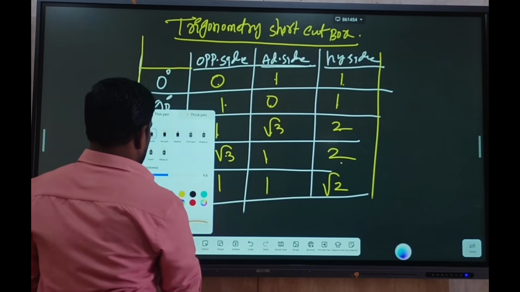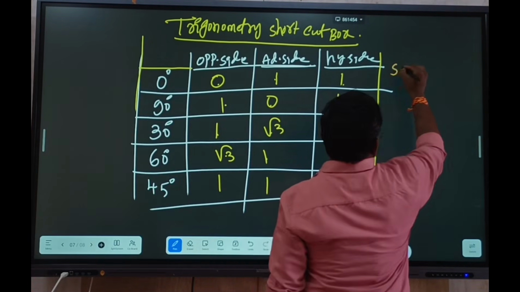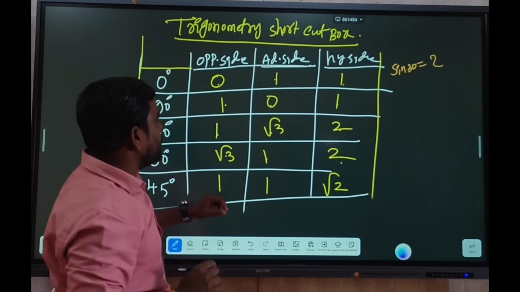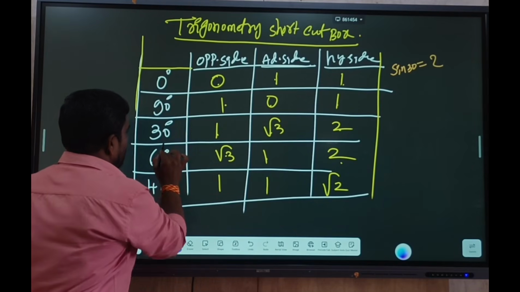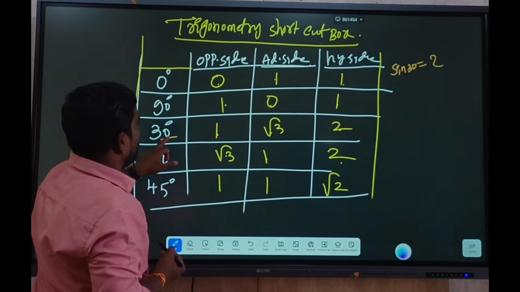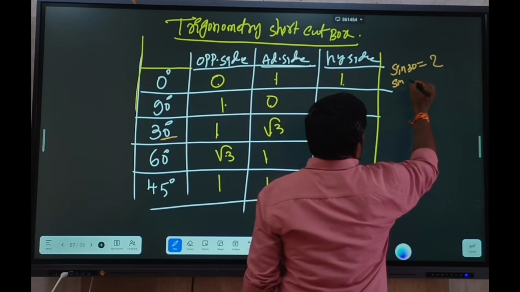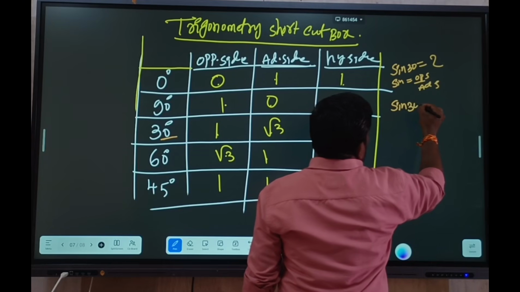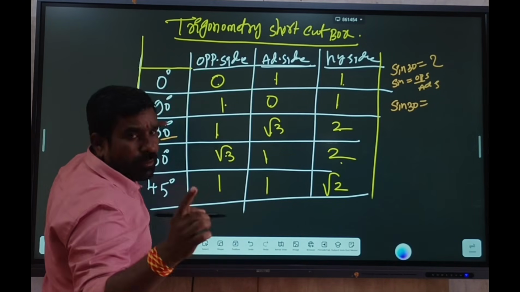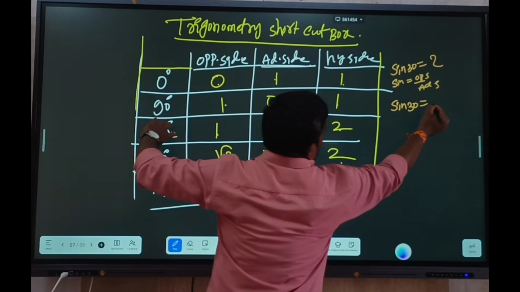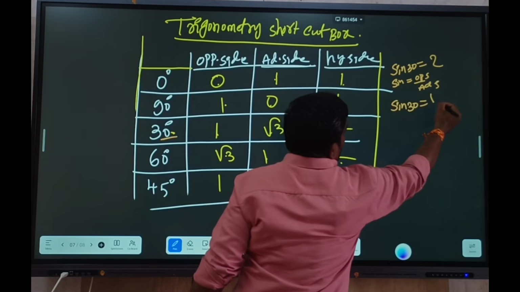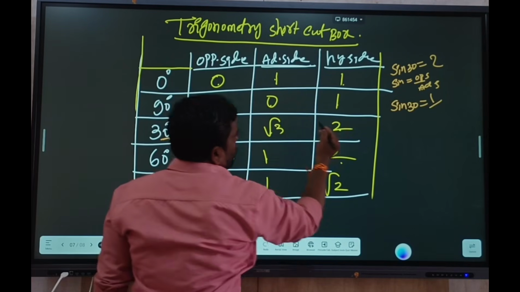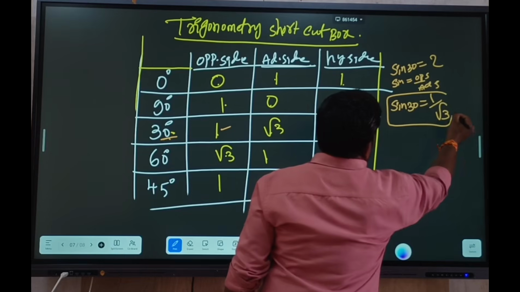Look here. Suppose you are asked, sin 30 value, how much? Sin 30, where is 30 degree here? Sin theta formula is opposite side by adjacent side, yes or not? Sin 30: opposite is how much? 1. Adjacent is how much? Root 3. Sin 30 is 1 by root 3. So sorry.